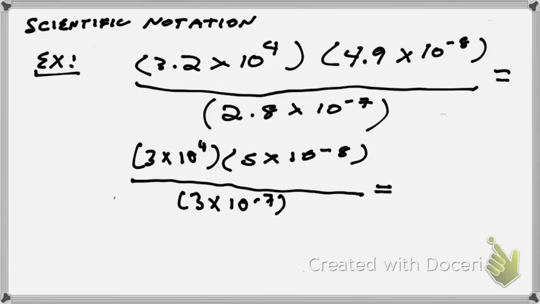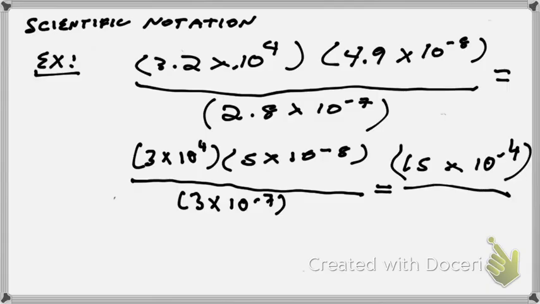So let's go ahead and solve it then. 3 times 5 is 15. And 10 to the 4th, remember whenever we're multiplying exponents, what we have to do is add. So 4 plus negative 8 is going to be negative 4. And then we are going to go ahead and divide. 2.8, we rounded to 3. So this is going to be 3 times 10 to the negative 7.